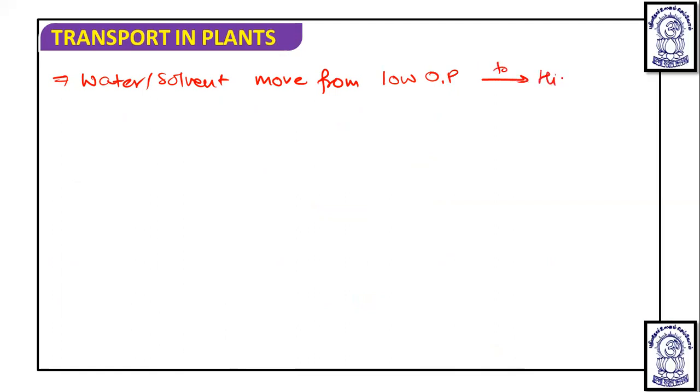So according to osmotic pressure, water or solvent moves from low osmotic pressure to high osmotic pressure. This movement from low osmotic pressure to high osmotic pressure is what we call osmosis.